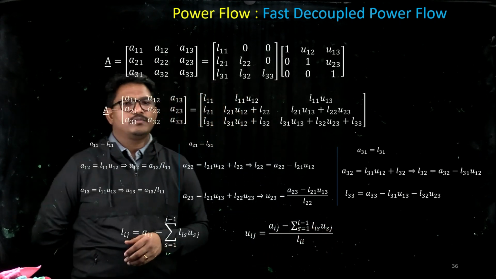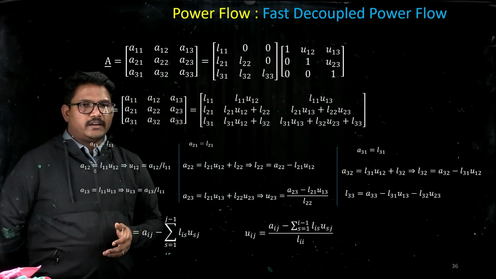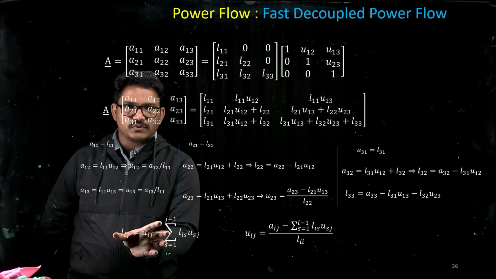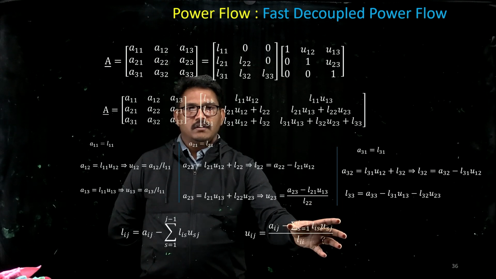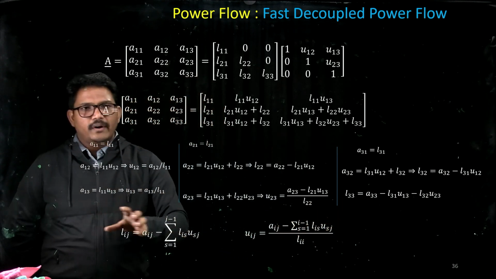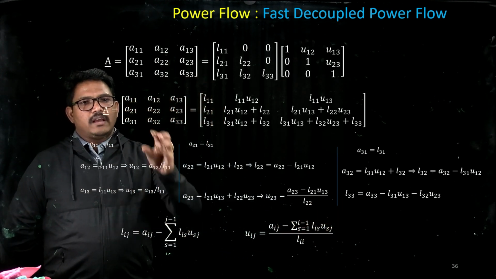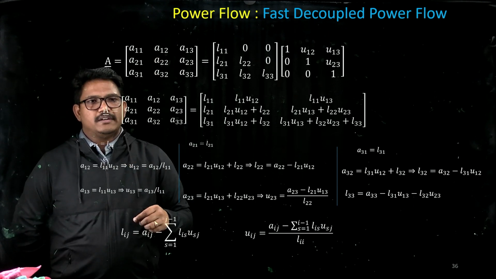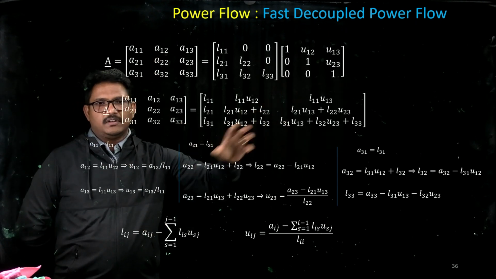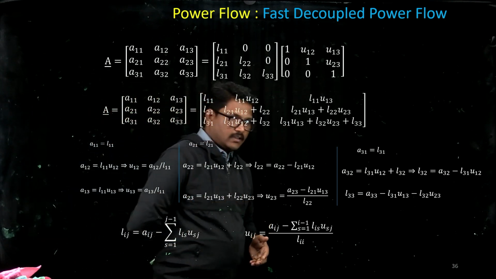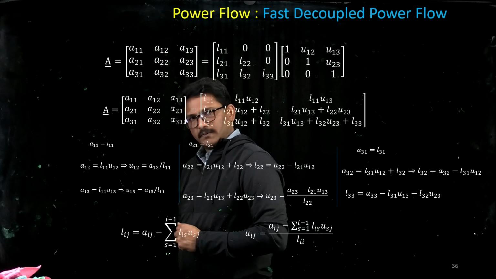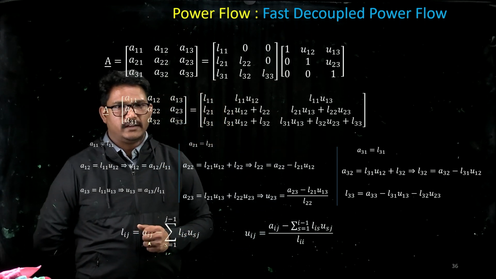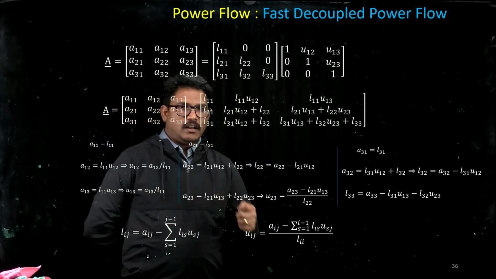And we need to follow a sequence. You cannot calculate all the L values from the beginning, or you cannot calculate all the U matrix elements at once. So you need to go in a sequence from the calculation of first column elements and then the first row elements in U, so that you'll be able to get the values of L and U matrix through the formulas that we have here. That is how we can get the elements of L and U matrices.